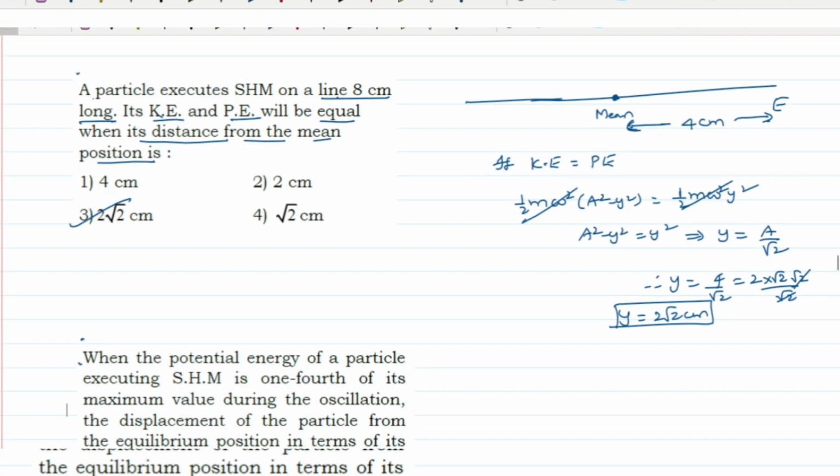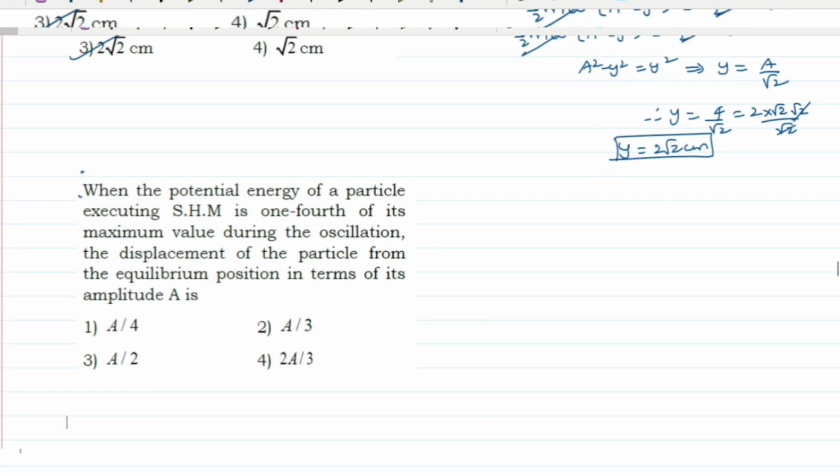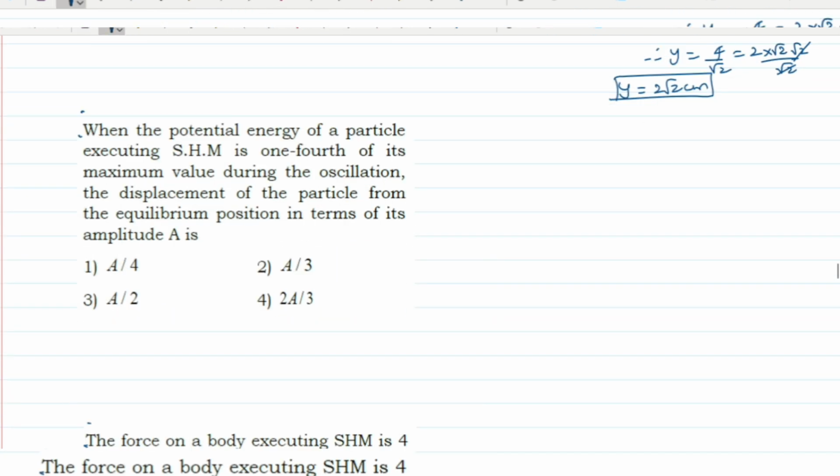Let us see the next question. The next question says when the potential energy of the particle executing SHM is 1/4 of its maximum value during the oscillation. So the potential energy of the particle is given as 1/4 of the maximum value. So the displacement of the particle from the equilibrium position in terms of the amplitude, they are asking.